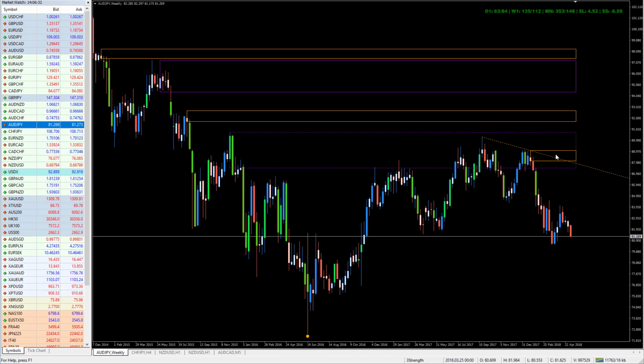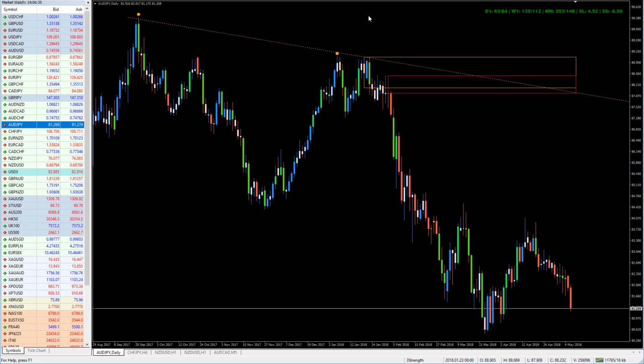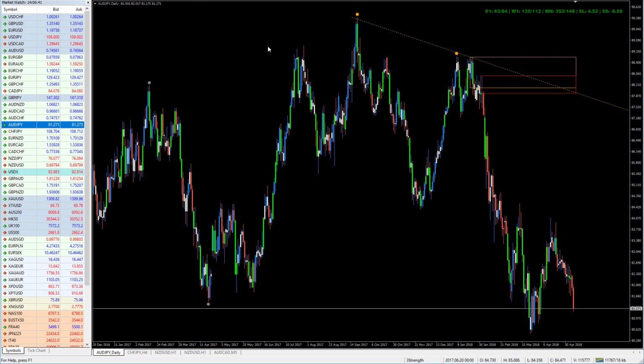So what does that mean? That means you want to be selling. You go to the daily chart, and you can see that we have this low we need to move through, because this is going to provide some support for price. And so we want to be aware of that.